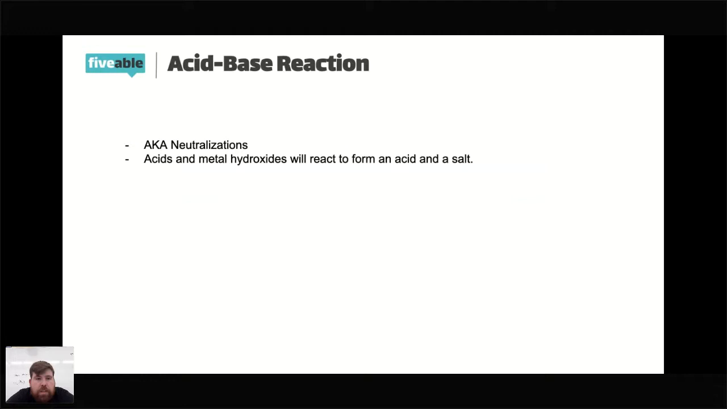For a very generic type of acid-base reaction, we have acids reacting with metal hydroxides, which will almost always form, that should say water and salt. So I'm going to go ahead and quickly change that. It should say water and salt, not an acid and salt.